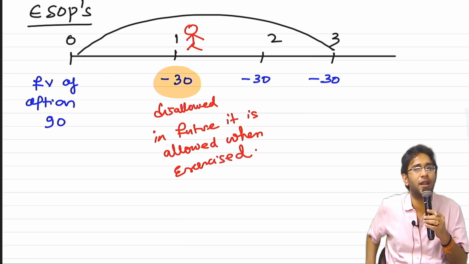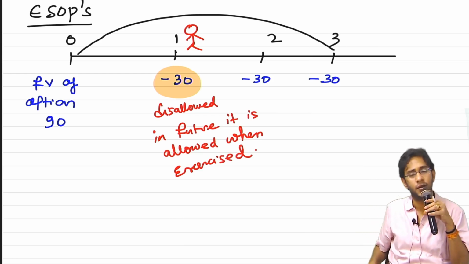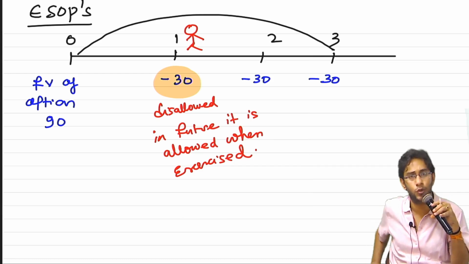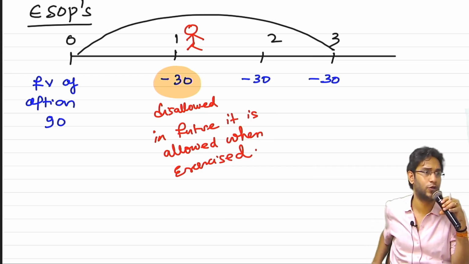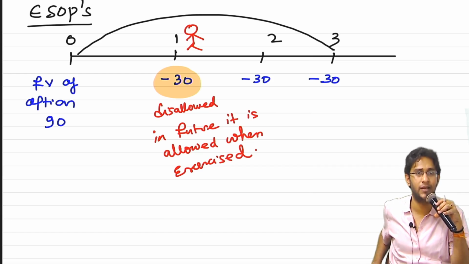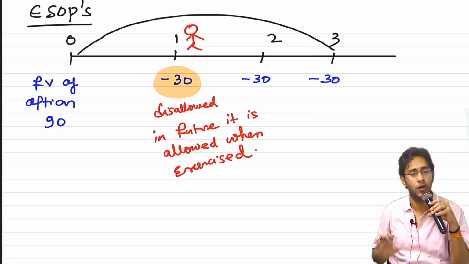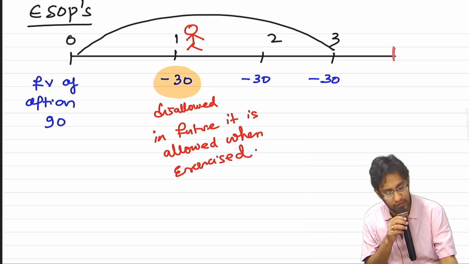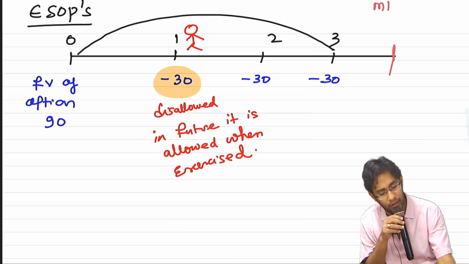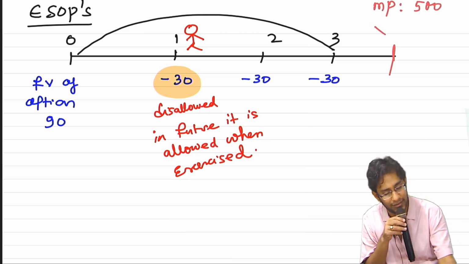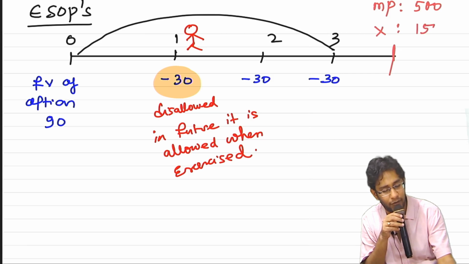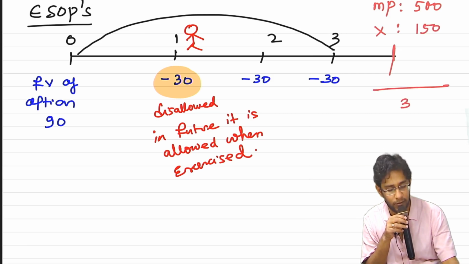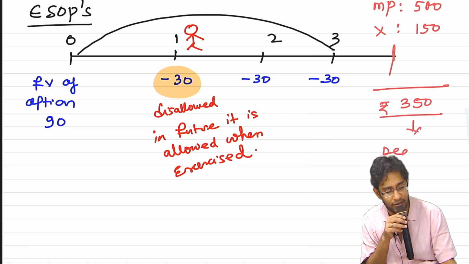Fantastic. How much allowance will you give me? Tell me, sir. Whatever fair value of 90 rupees you worked out using the Black-Scholes model and all, do you think the income tax fellow will accept that? You know what the income tax fellow says? Okay, this is the exercise date. What is the market price of the share? 500 rupees, sir. What is the exercise price? 150 rupees. Okay, so the benefit you are giving to the employee is 350 rupees.